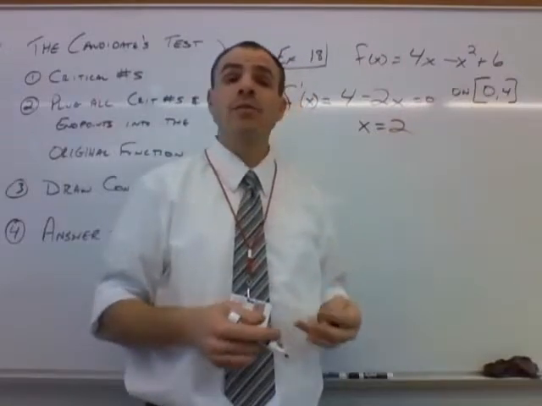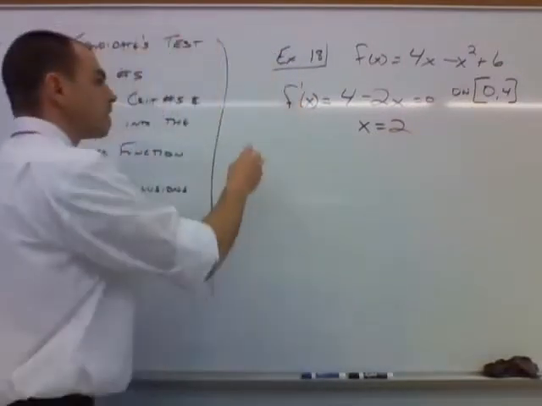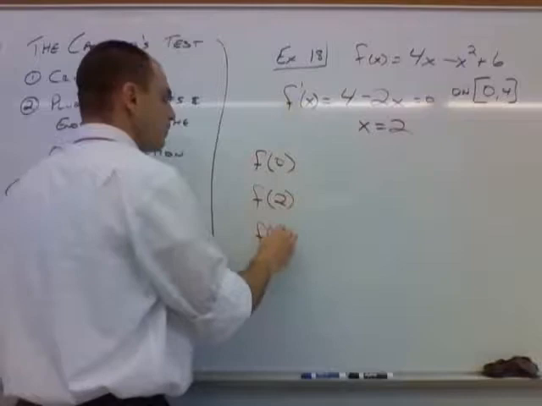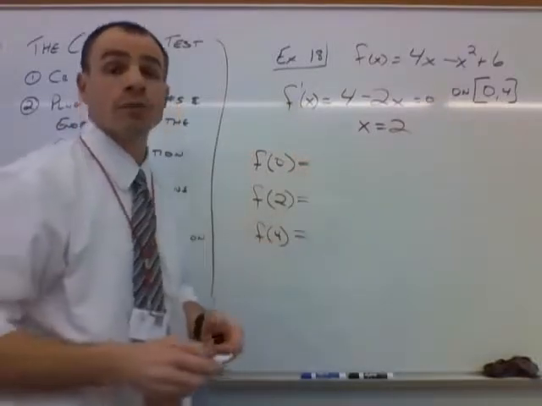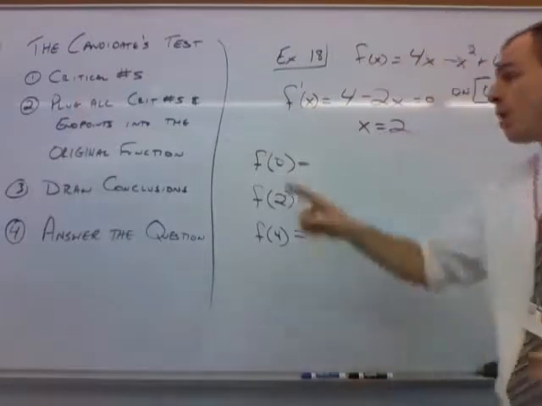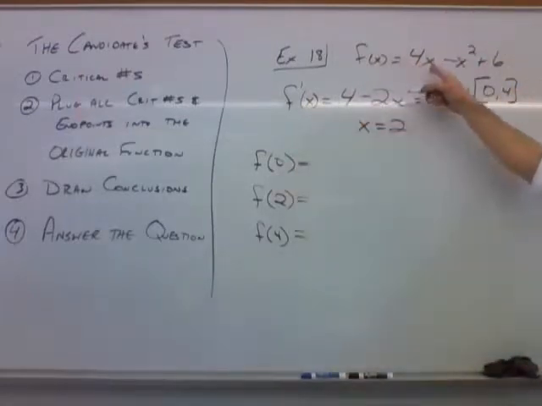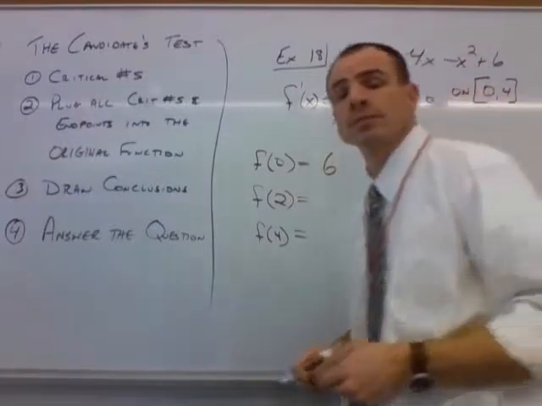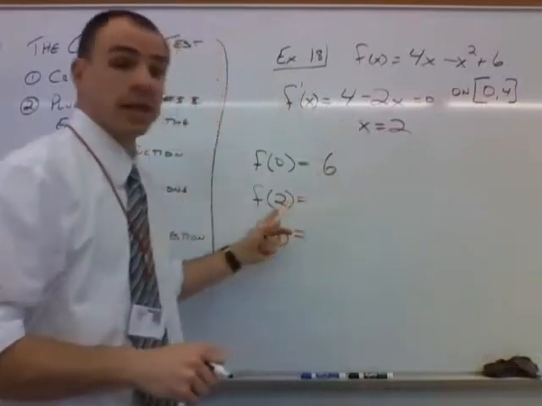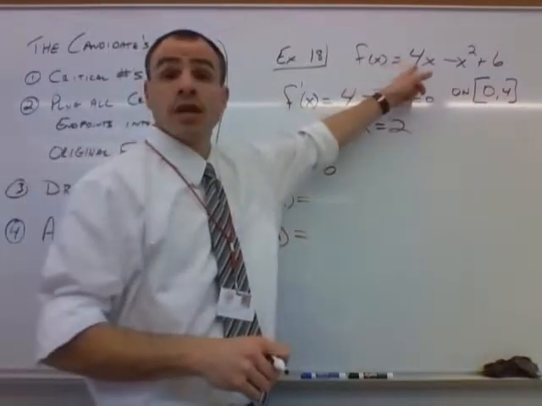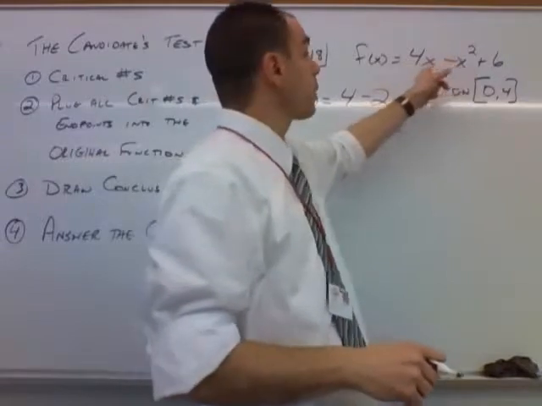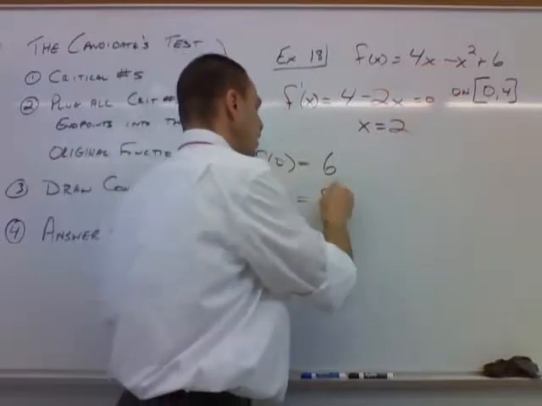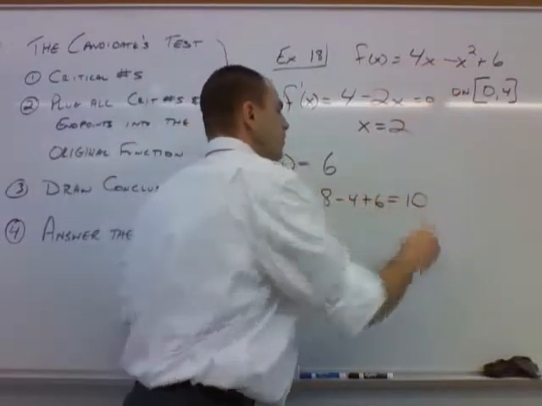We're going to take those 3 candidates and plug them into the original function. So we are interested in f's value at 0, f's value at 2, and f's value at 4. We have to plug all 3 candidates into the original function. When we plug 0 into the original function, we have 4 times 0 minus 0 plus 6. So f of 0, that's the quick one to do, is equal to 6. Now we're going to plug in our next candidate, which is 2. 4 times 2 is 8. 2 squared is 4, so we have 8 minus 4, which is 4, plus 6 more, so that's going to be 10.